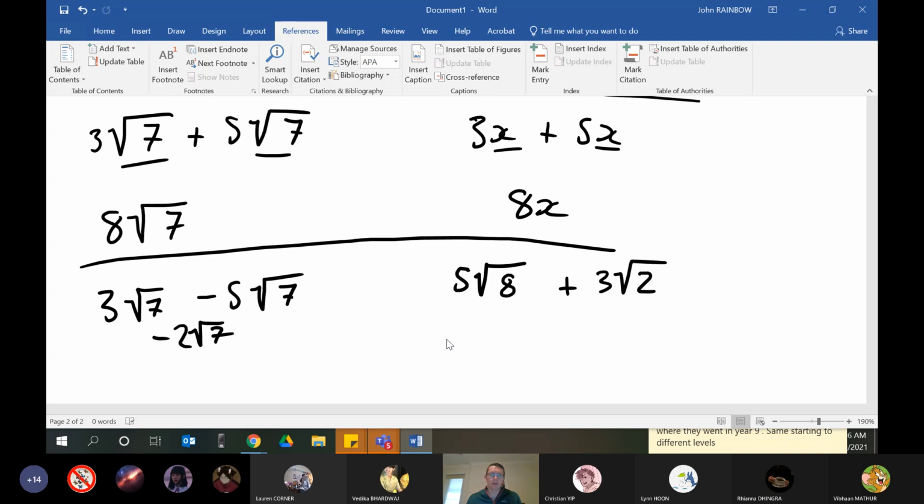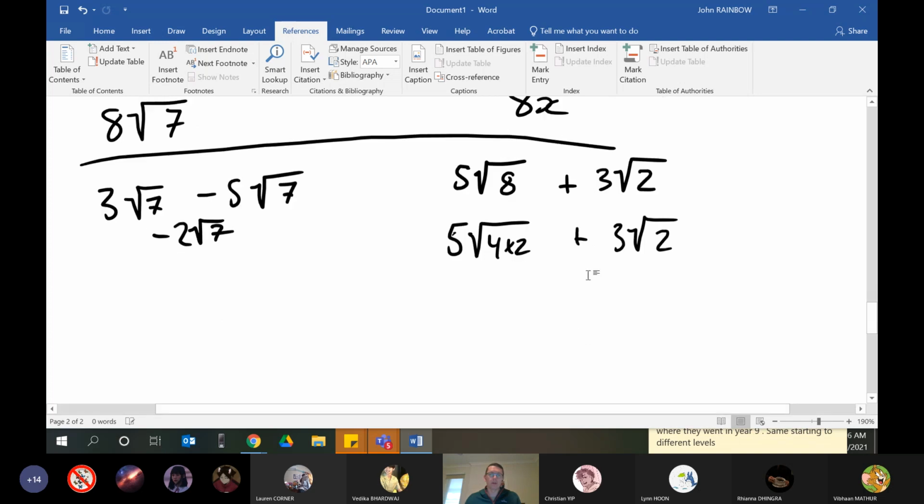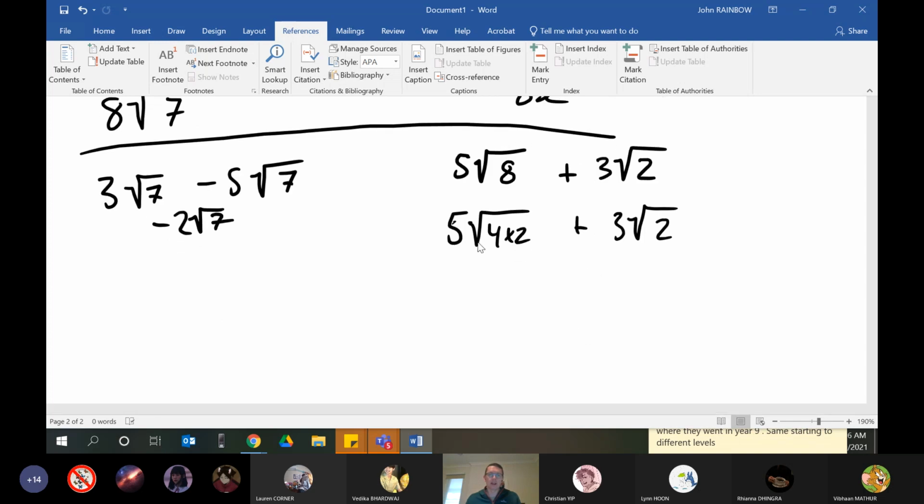Simplify your surds first. So you always want to try and take out square numbers where you can and simplify them, okay? Because root 8 is actually now going to be root 4 times root 2. So that's actually going to be 5 times root 4 times root 2 plus 3 root 2. This root 4 will turn into 2.